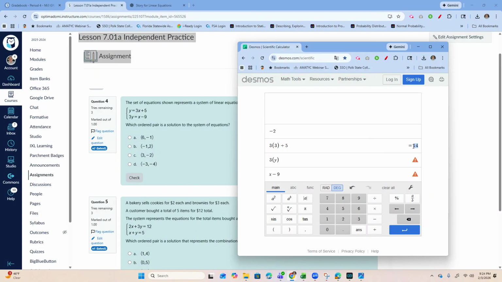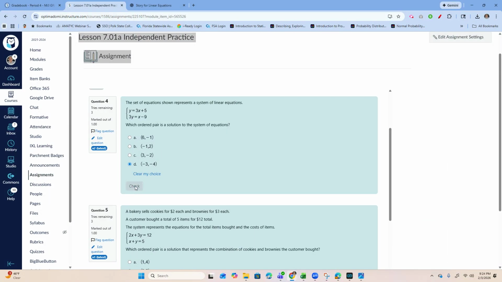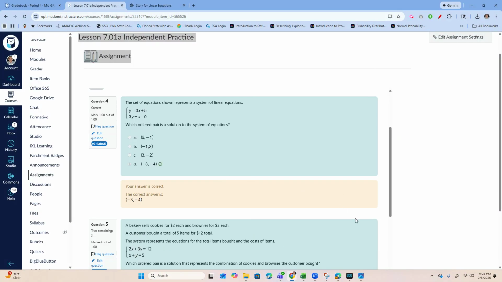Do you have the same answer, same number? No. So what does that mean? That this pair doesn't work in the first equation. Since it doesn't work in the first equation, I'm not going to even try it in the second. So by process of elimination, I already eliminated A, B, and C. So that means the answer here has to be D. Okay? And you can see I got it right.